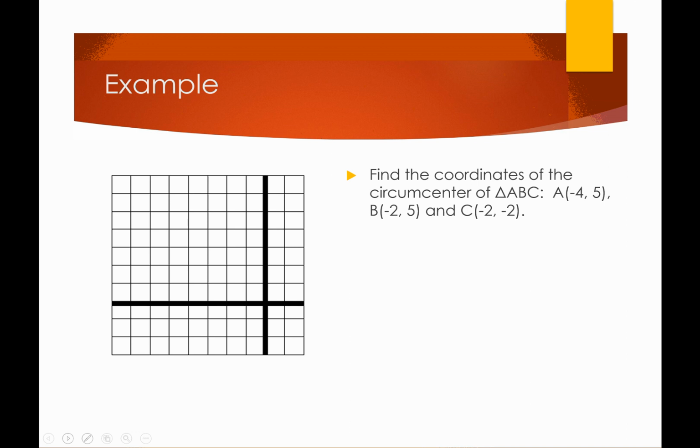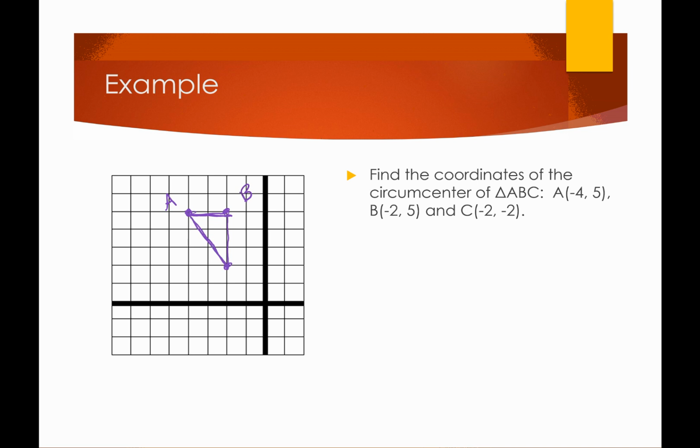All right. So we want to find now, for an example, the coordinates of the circumcenter of triangle ABC. If we know that A is the point (-4, 5). So there's point A. Right? B is (-2, 5). It's right there. Okay, and then label that. C is (-2, -2). Now I said at the beginning of the video that you would have to construct. This would not be the case when you really have to do one. So I've drawn my triangle.